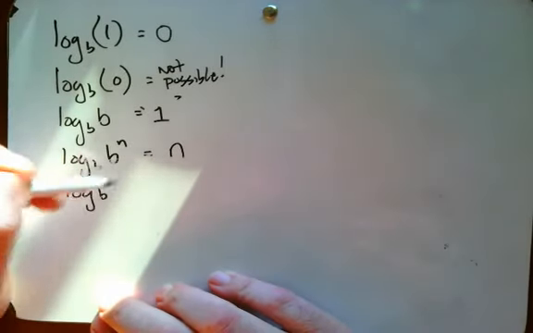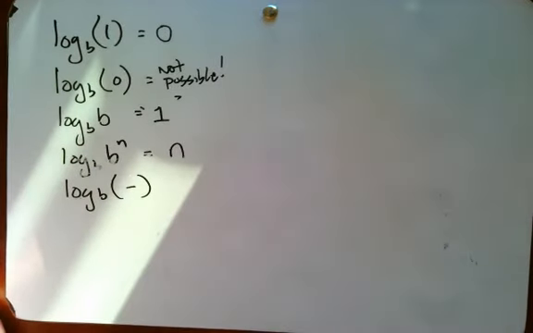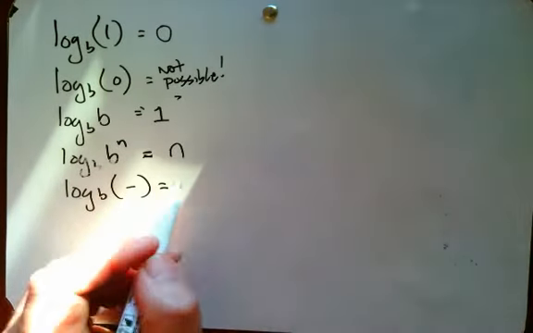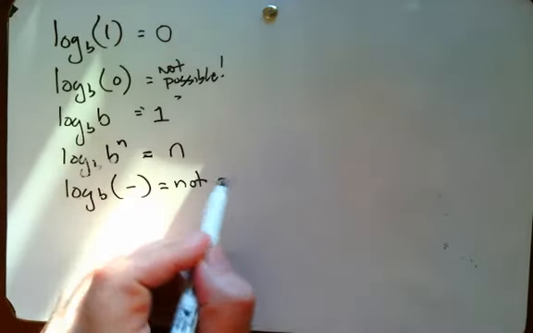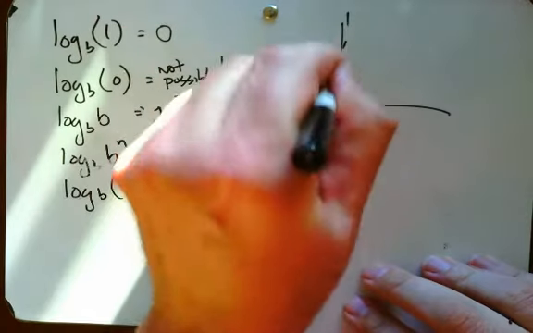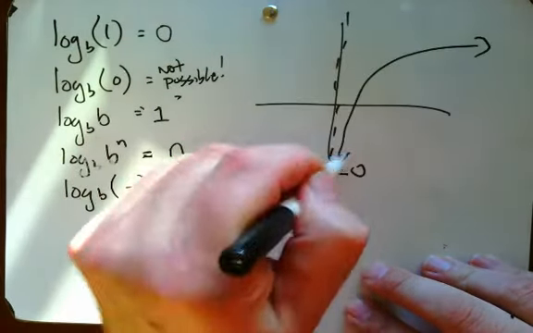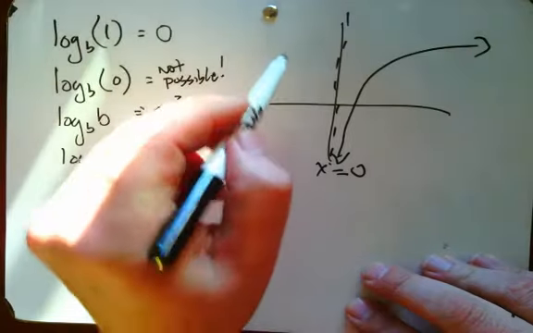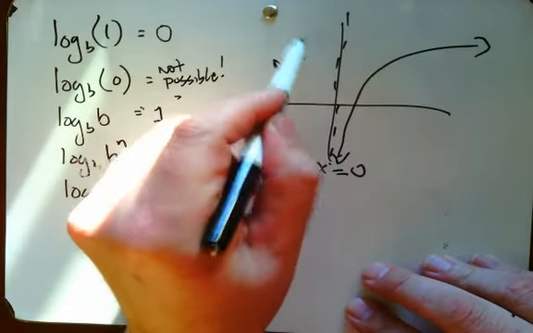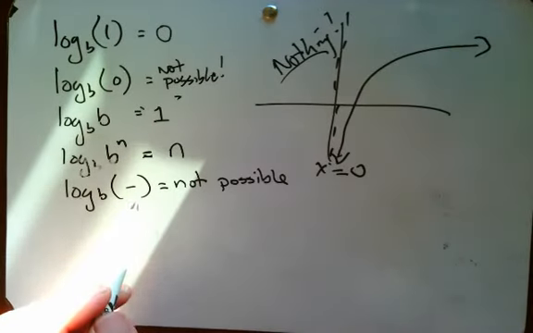First, we have to get our log properties. And how about this? We have two more. Log base b of a negative number. Not possible. On our log graph, we've got that vertical asymptote at x equals 0. And all our graph is on one side of that vertical asymptote. There's nothing over here. Nothing. So I can't take the log of a negative.